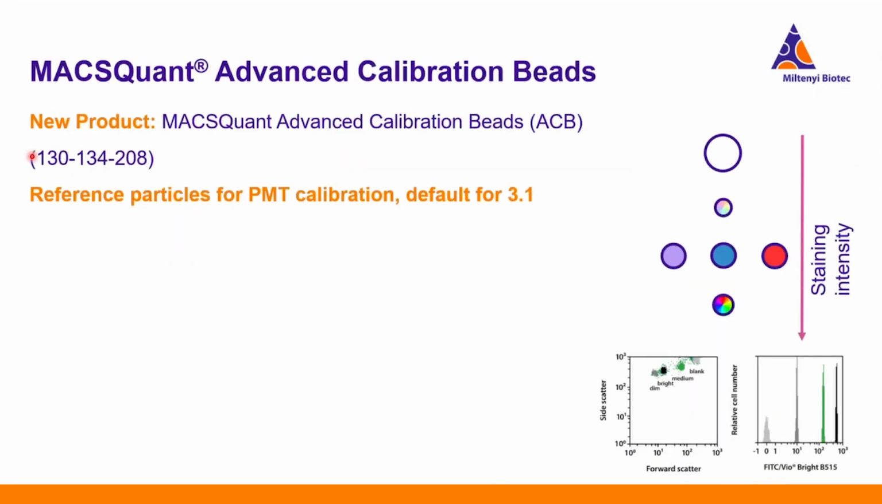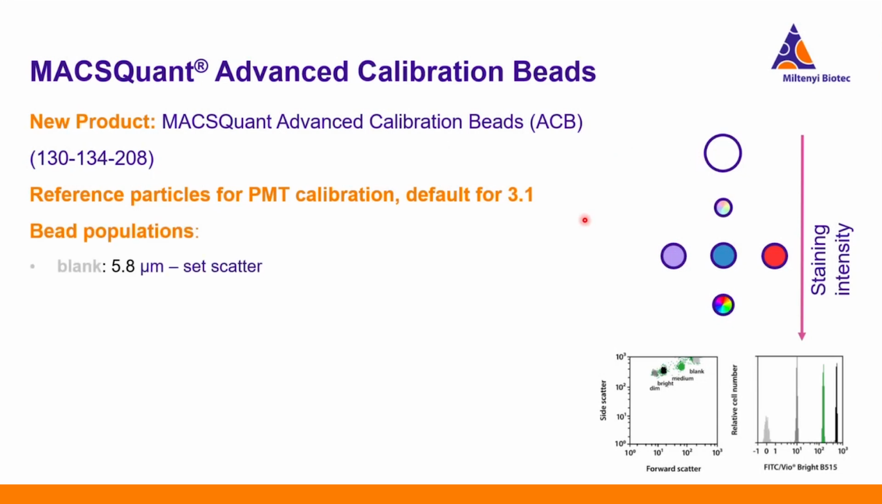And as I already said, this is a new product. This is the SAP number. And these are the beads which are used by default as soon as you have software 3.1. These are your reference particles for PMT calibration and also for initial calibration. They consist of 6 different bead populations.